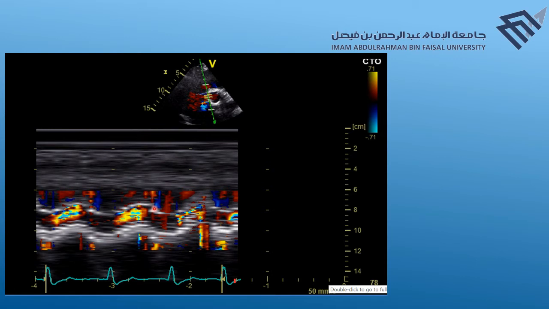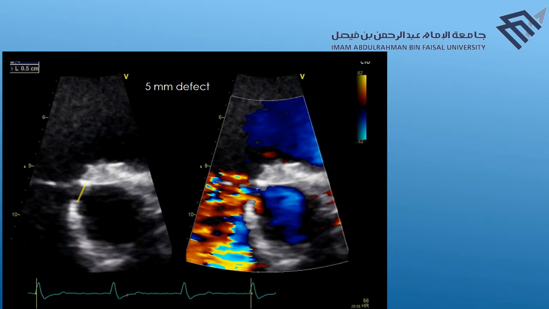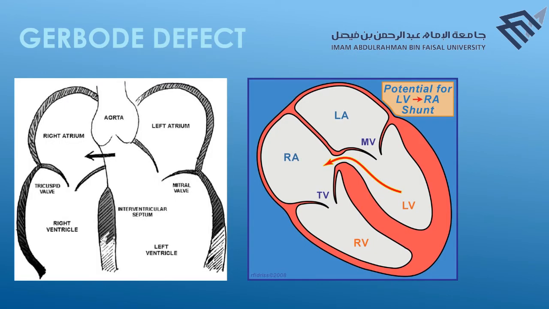So having the image freeze, we can measure the defect. And here we got a measurement of 5 millimeters. So the diagnosis here is very clear, Gerbode defect. So Gerbode defect is nothing but a very special form of VSD, if you will. Because the tricuspid valve, if you note here, is a little bit apically displaced. So there is a potential of having a defect between the LV and RA, through the membranous septum.